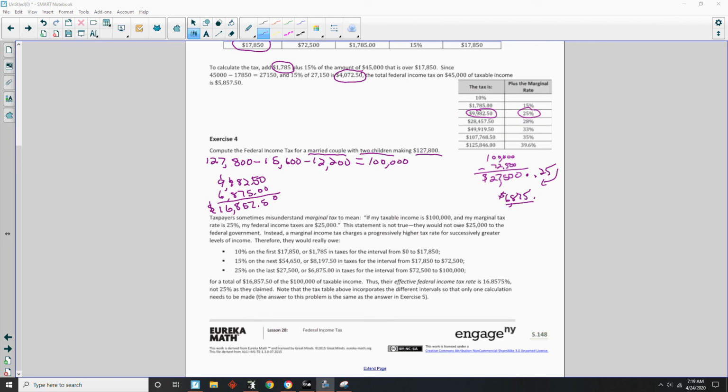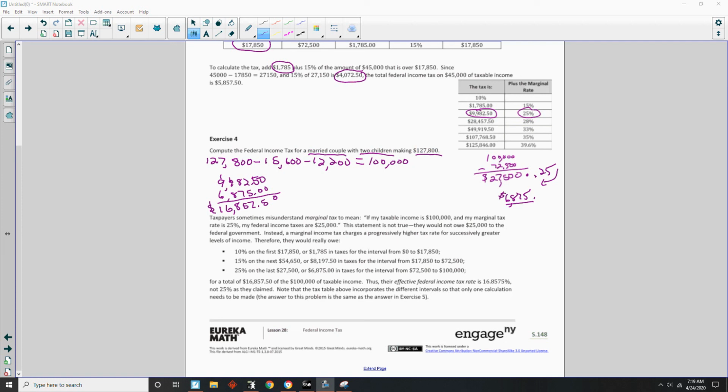Therefore, they would really owe 10% of the first $17,850 or $1,785 in taxes for the interval from 0 to $17,850, 15% on the next $54,650 or $8,197.50 in taxes for the interval from $17,850 to $72,500, 25% on the last $27,500 or $6,875 in taxes in the interval from $72,500 to $100,000, for a total of $16,857.50 of the $100,000 of taxable income.